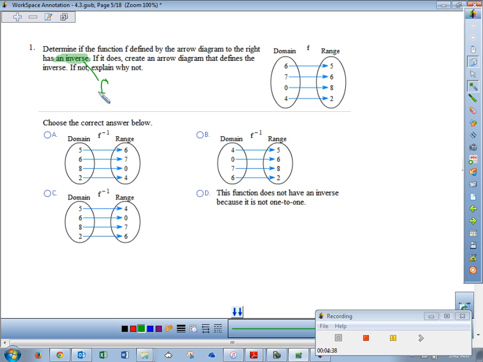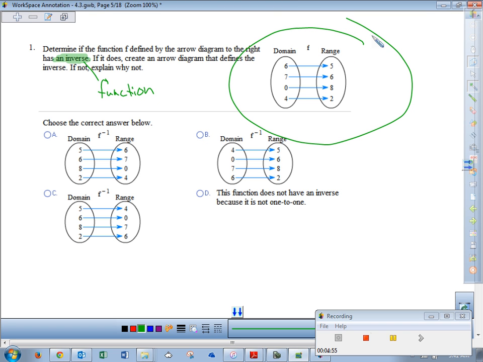So maybe make a note of that. Everything has an inverse. All you do is switch x and y around in your tables or your mappings or whatever. But they want to know if it's got an inverse function. And on a mapping, there's one way to tell if it's one-to-one.